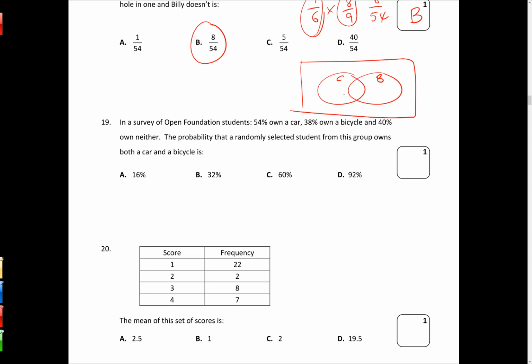54% own a car, but I don't know where to spread my 54, but I know the C circle will add up to 54. 38% own a bike, same story, I don't know where to put it yet. 40% own neither.